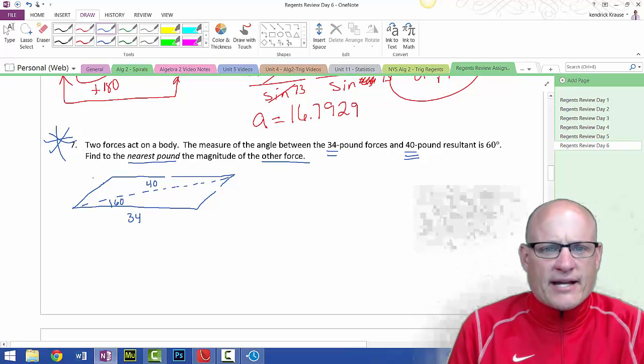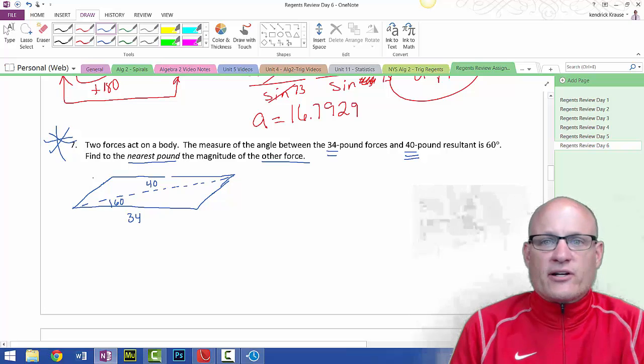Sorry, kids. Hacking up a lung. I guess this is what it feels like to smoke, but I don't smoke.